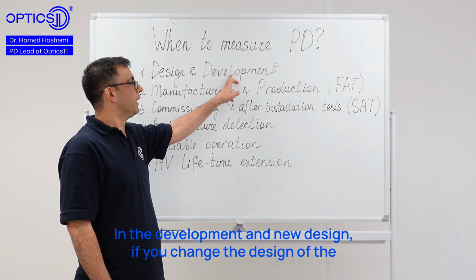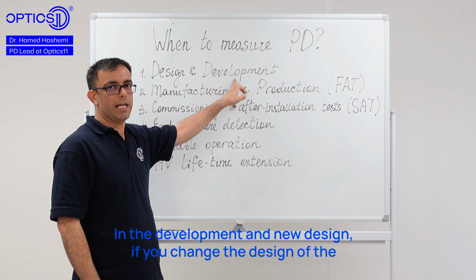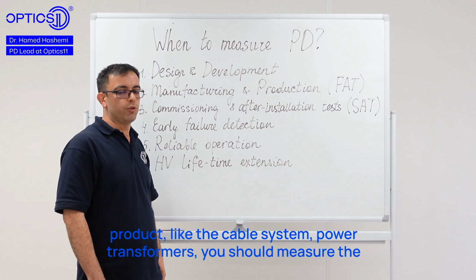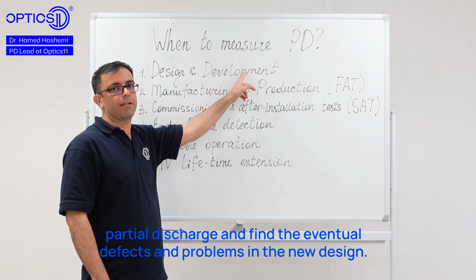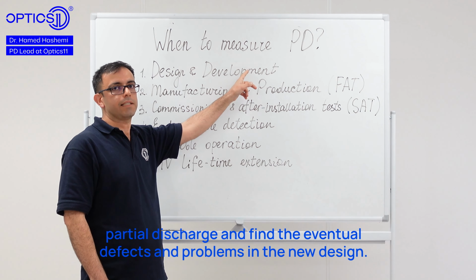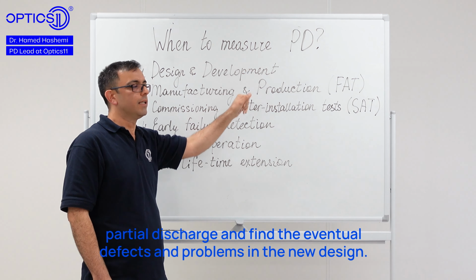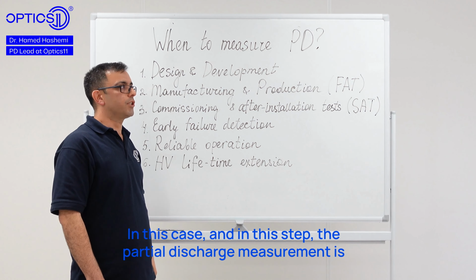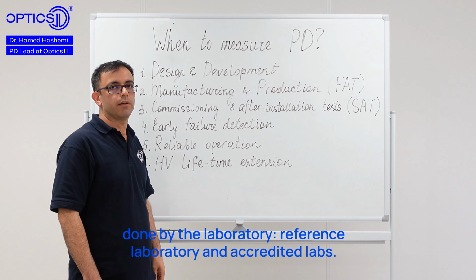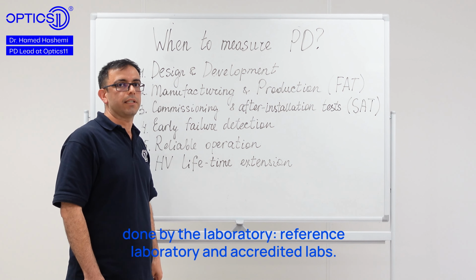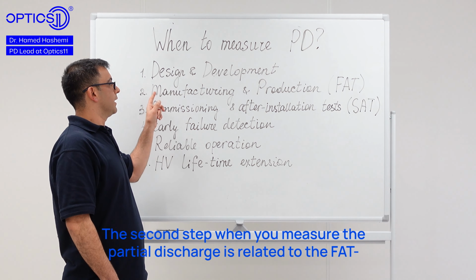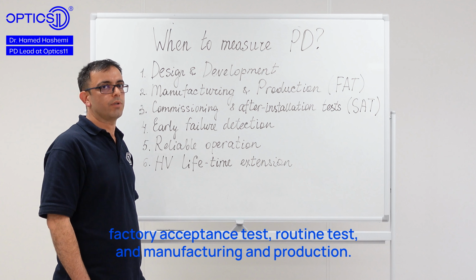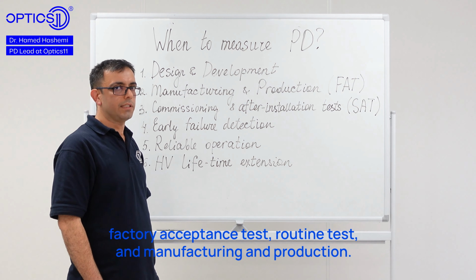In the development and new design, if you change the design of the product, like the cable system, power transformers, you should measure the partial discharge and find the eventual defects and problems in the new design. In this case and in this step, the partial discharge measurement is done by the laboratory, reference laboratory, and accredited labs.